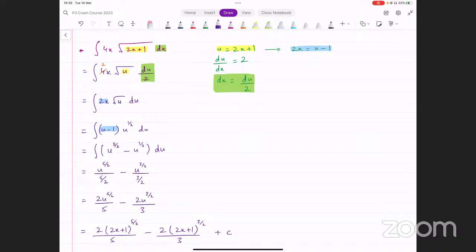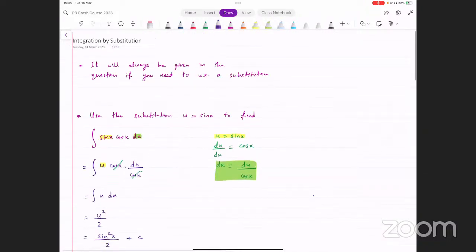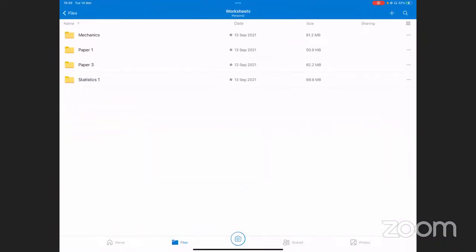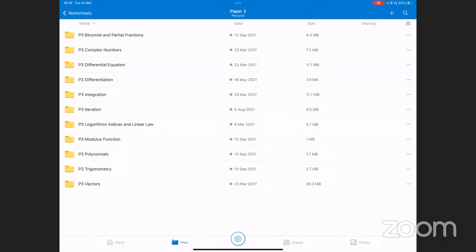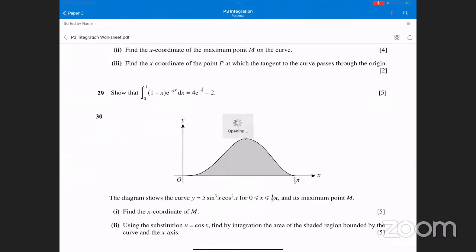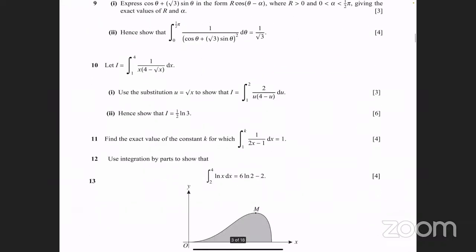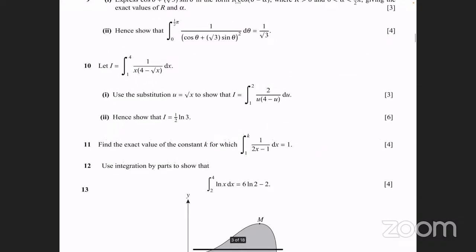Now let's take an example on this to understand how this is going to be applied. Let's take a past paper question. In fact, we have done a few examples already. Let's look at a past paper question on this. Integration worksheet. Okay, let's look at question number 10 from the worksheet.